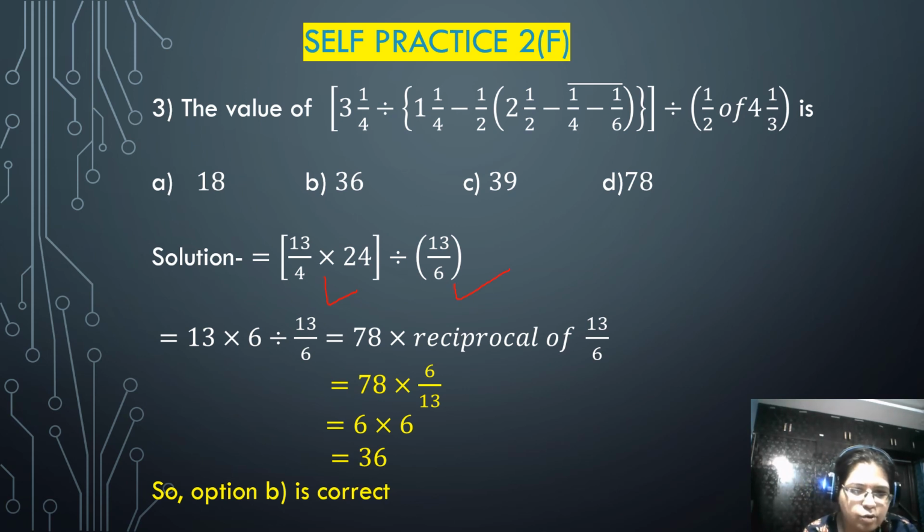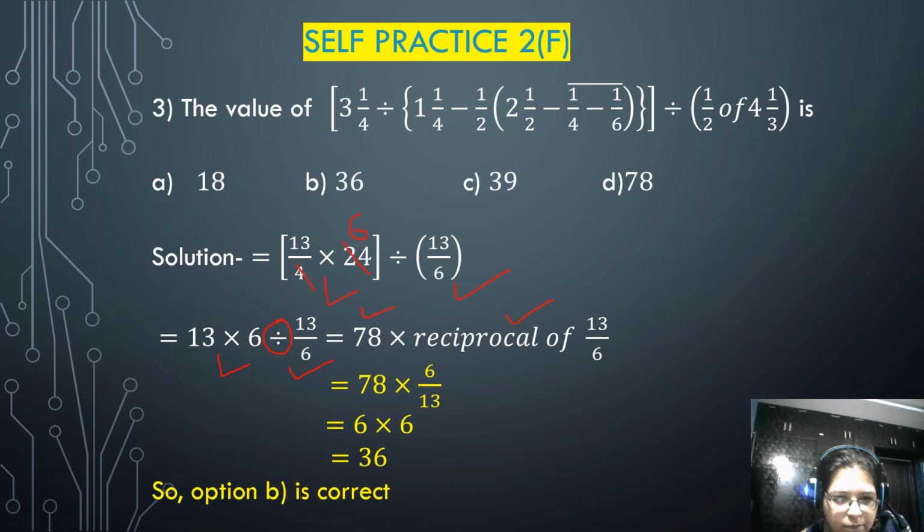Now cancel 4 with 24, that is 6. 4 multiplied with 6 is 24. Now we get 13 multiplied with 6, division of 13/6. And 13 multiplied with 6 is 78. 78, and we change this division symbol into a multiplication symbol. Just multiply with the reciprocal of 13/6.